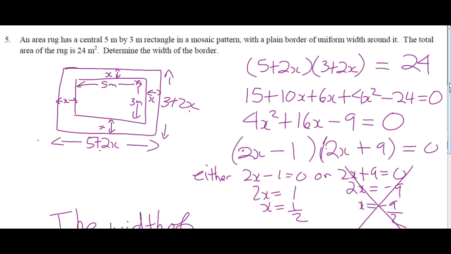You're going to see this problem. It could be a pool with a deck of uniform width. It could be a picture with a frame of uniform width. They could mess you up and make this width double this width. But then they'll show it in a diagram, and your job is just to make sure that you get an expression for the total length and an expression for the total width, and then somehow come up with a quadratic and solve.